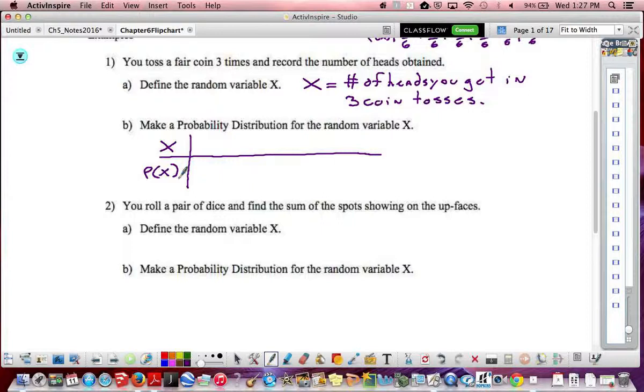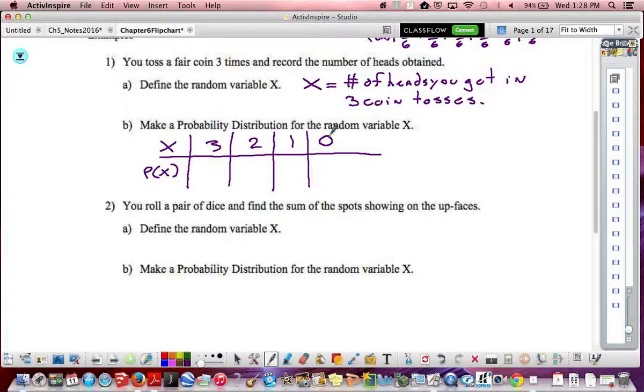So if I flip a coin 3 times, how many heads could I get? What could be an outcome? 3 heads. What also could be an outcome? I could get 2, I could get 1, or I could get 0 heads. I'm actually looking at the number of heads I'm getting: 3, 2, 1, or 0. So now I have to figure out the probability of these.